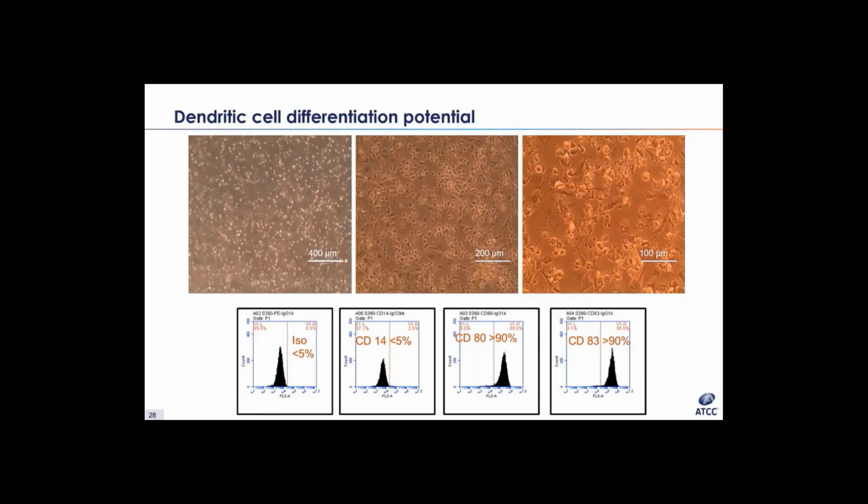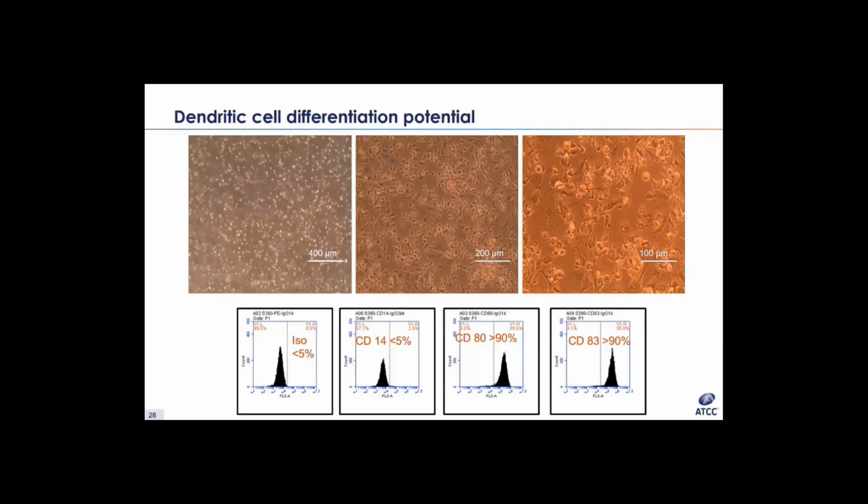ATCC's iPSC-derived monocytes also have high dendritic cell differentiation potential. To support this, we incubated the monocytes with a commercial dendritic cell differentiation kit and cultured them on attachment culture dishes. On the left, you can see the monocytes prior to differentiation. They have smooth surfaces and are largely in suspension. In the middle and right images is the morphology of dendritic cells on day 7 of treatment. They're showing the characteristics of immature dendritic cells, including a rough surface with multiple pseudopodia, and they've also become loosely adherent.